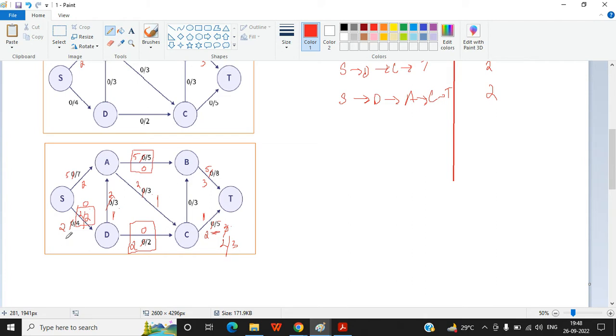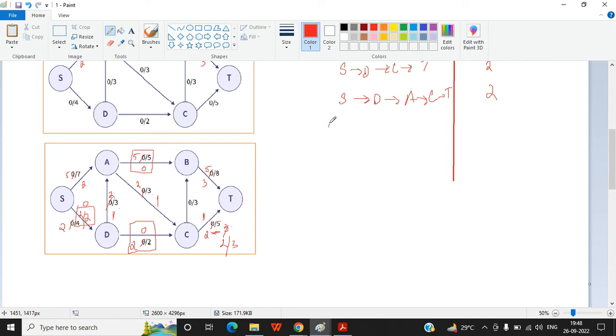There is one more path. Yes, there is one more path. S to A, A to C, C to B, B to T, or C to T also. Anyway, you can go in any direction.